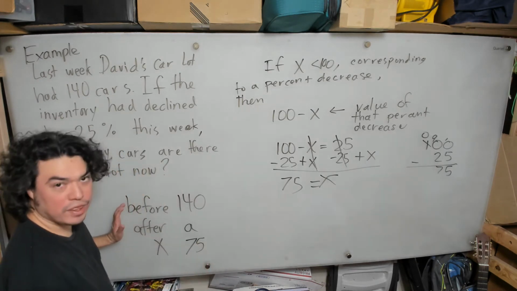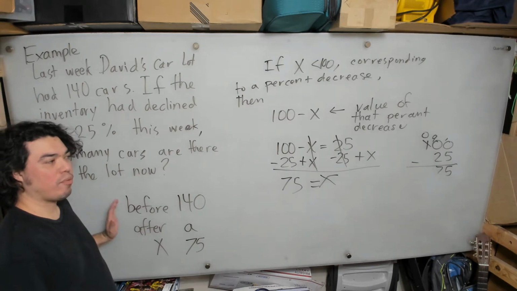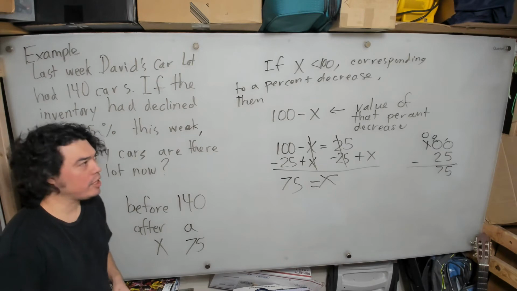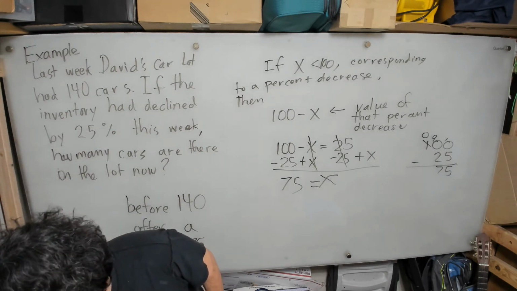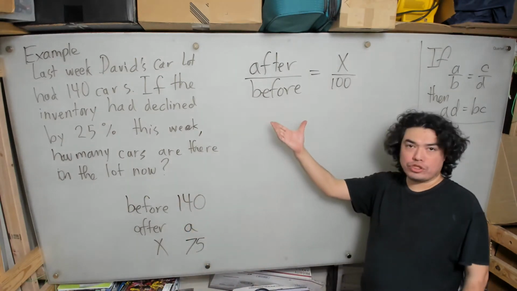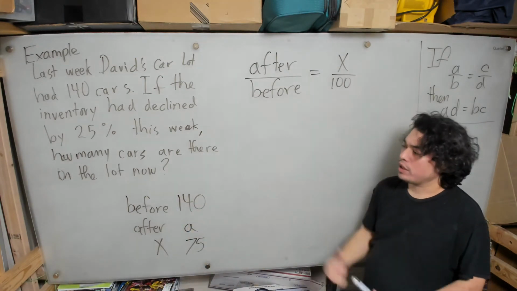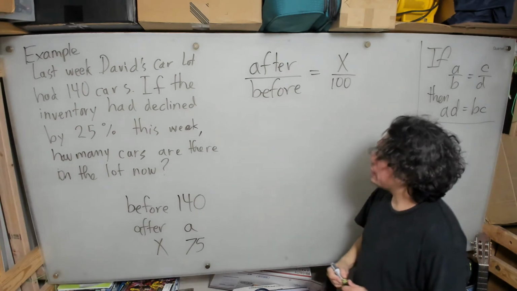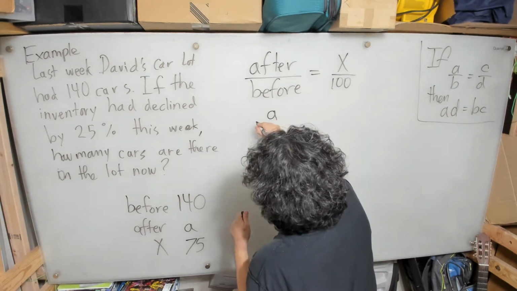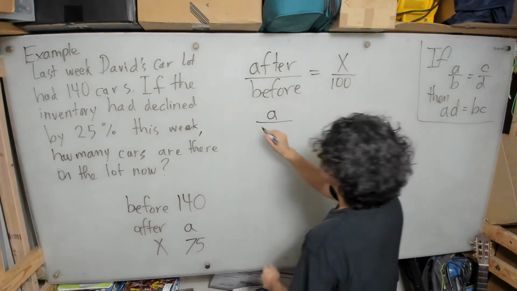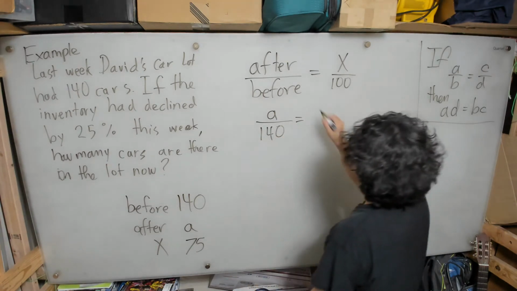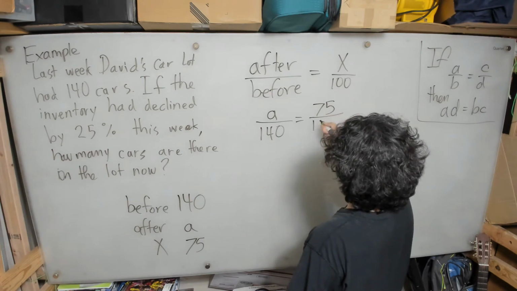Now we have the three things we need in order to set up our standard proportion that deals with the percentage increase and decrease problems. As you recall, this is our standard proportion for dealing with percent increases and decreases. We have our values here. Let's plug them in together. Our after value is A, so I'm going to put A on top. Our before value is 140. Our X we found was 75. And of course, there's 100.